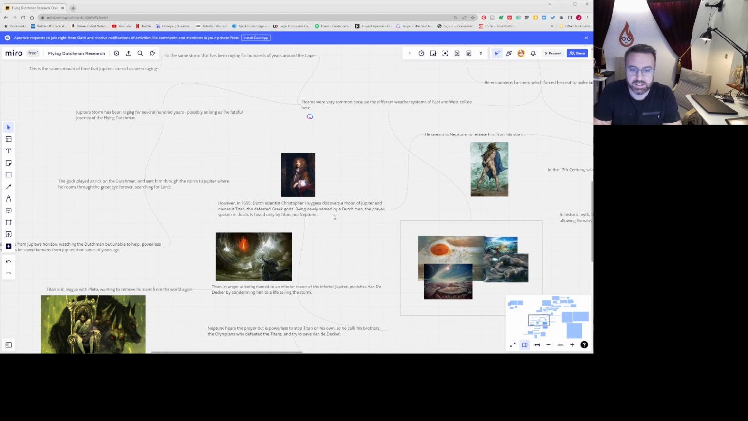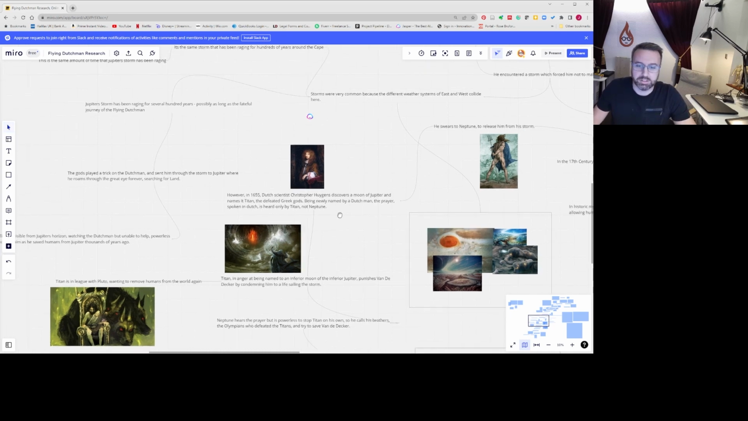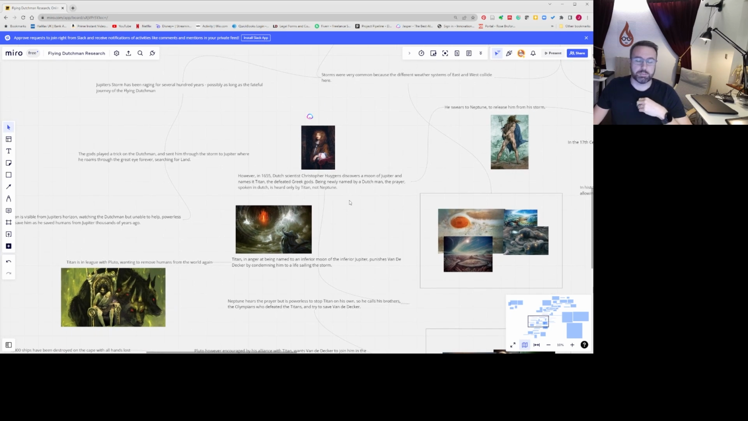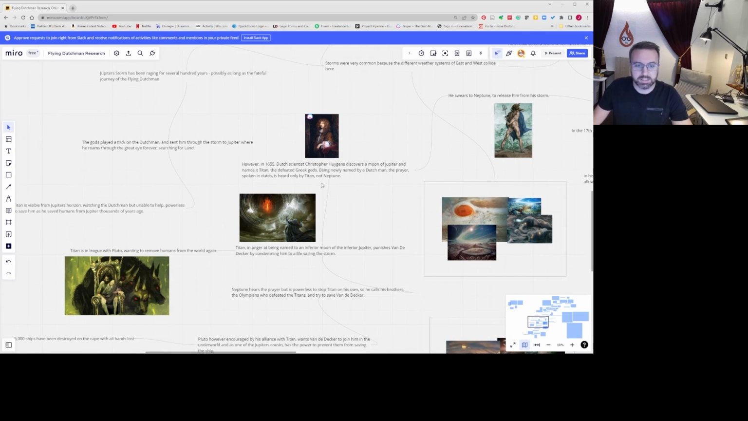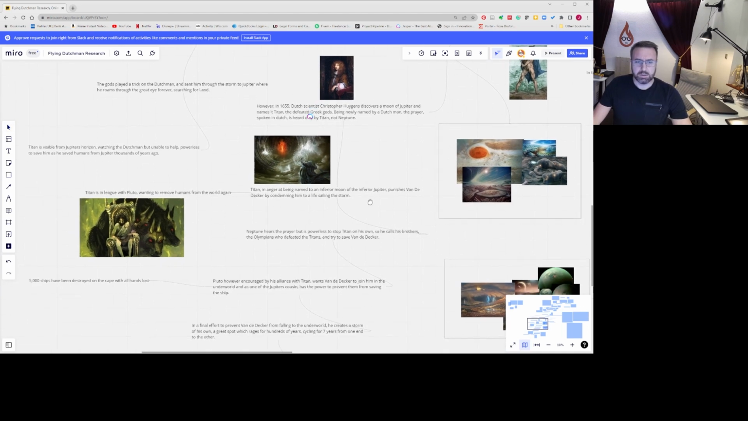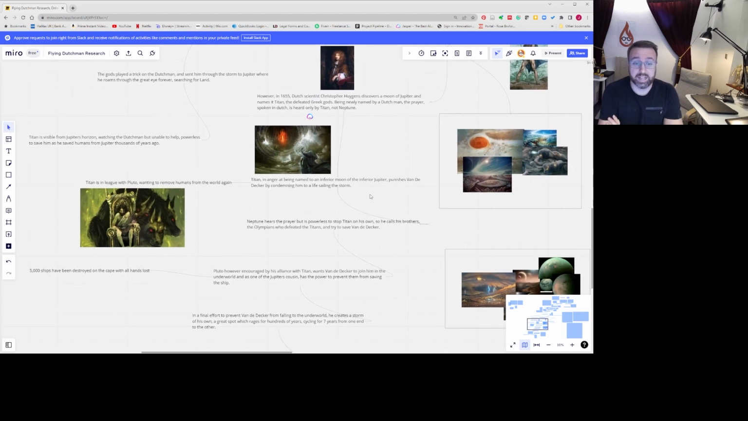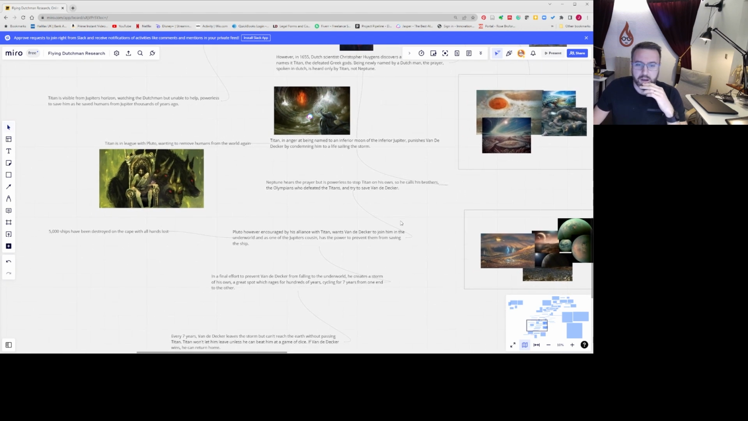He is in alliance with Pluto. He wants the book to be given to Pluto to create the Book of Judgment, to create Judgment Day, to remove human beings from the planet as they intended in the first place. So Titan, in anger at being named an inferior moon, inferior to Jupiter, starts punishing Van der Decker. I don't think that bit fits, actually. I need to take that out.